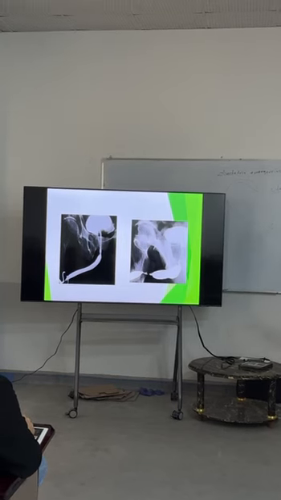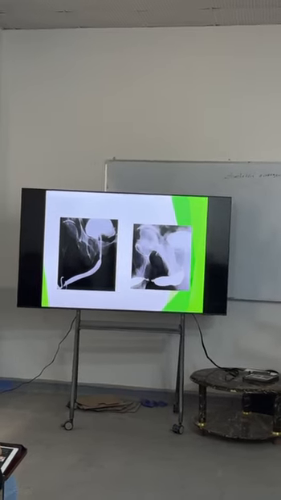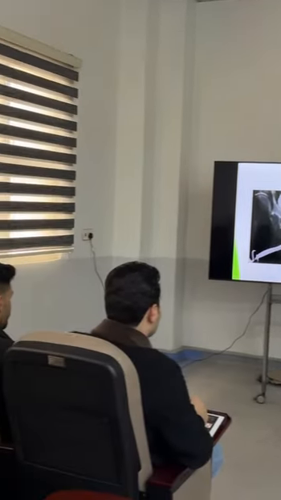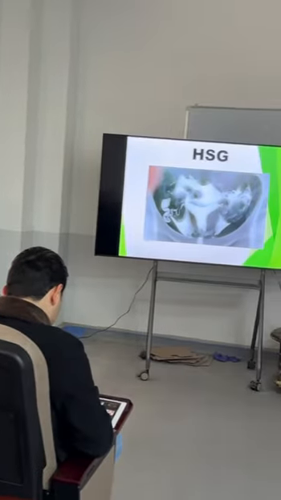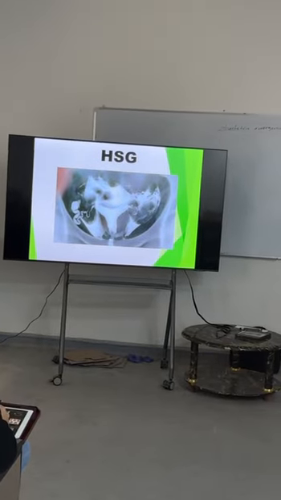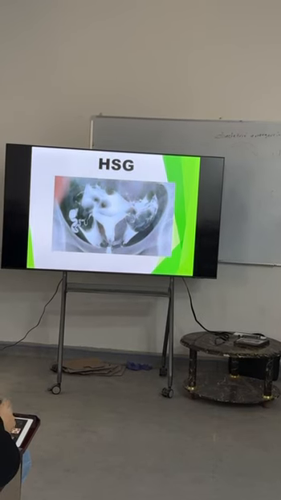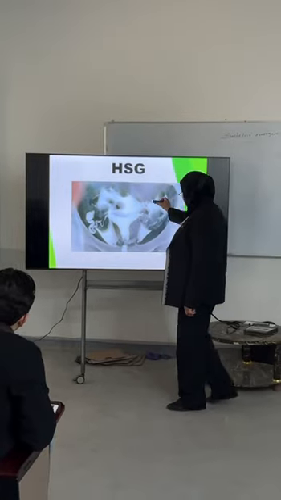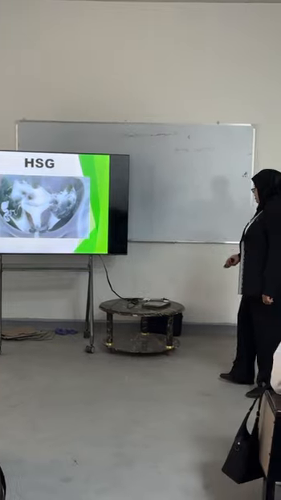The first section is normal. The second one, and the penile part, there is a structure, narrowing of the lumen. This study is known as a hysterosalpingogram. Can you explain for me? This is a spillage, all of it due to patency of the left tube.